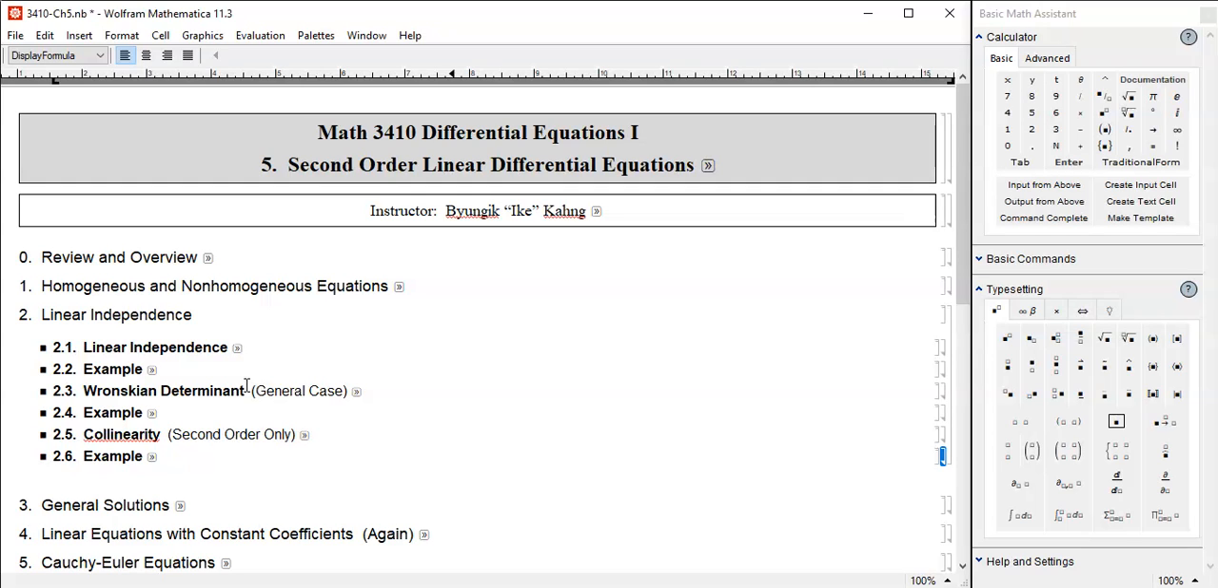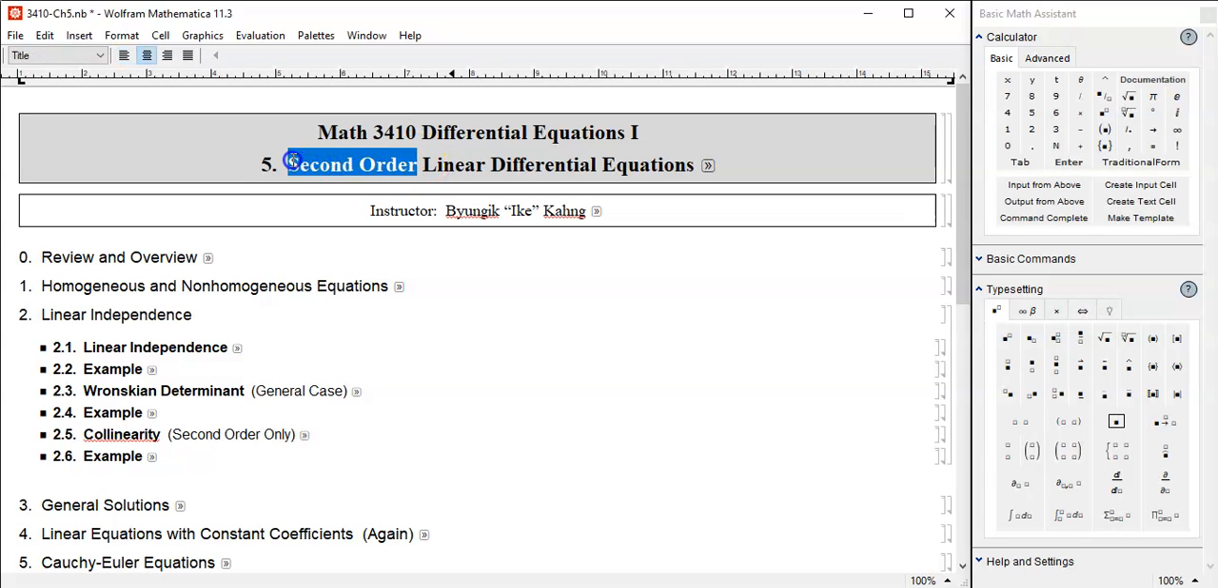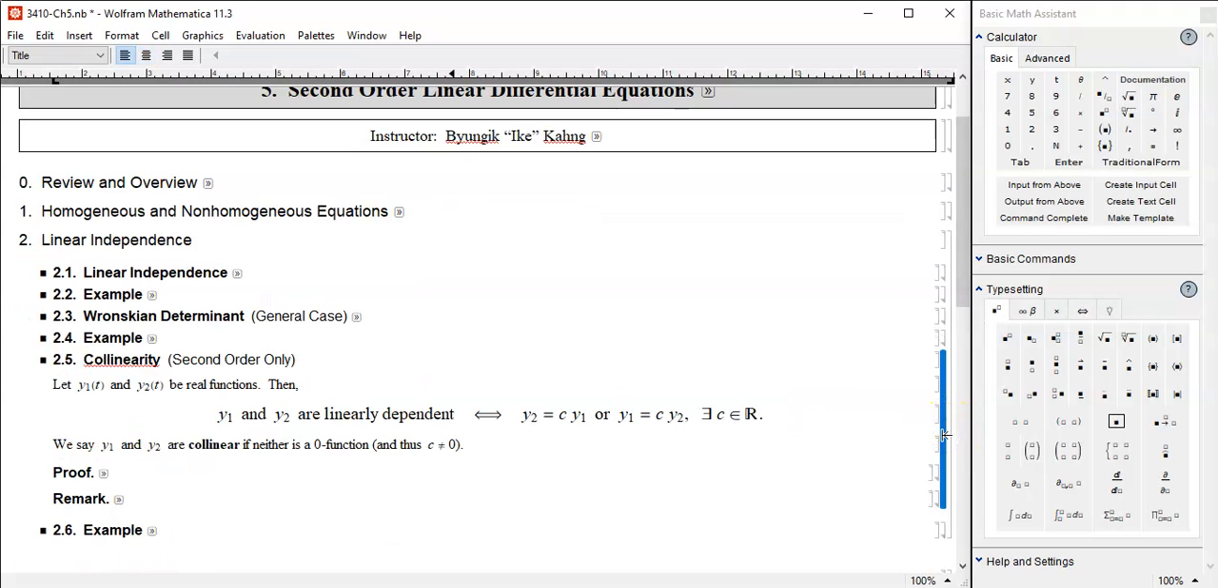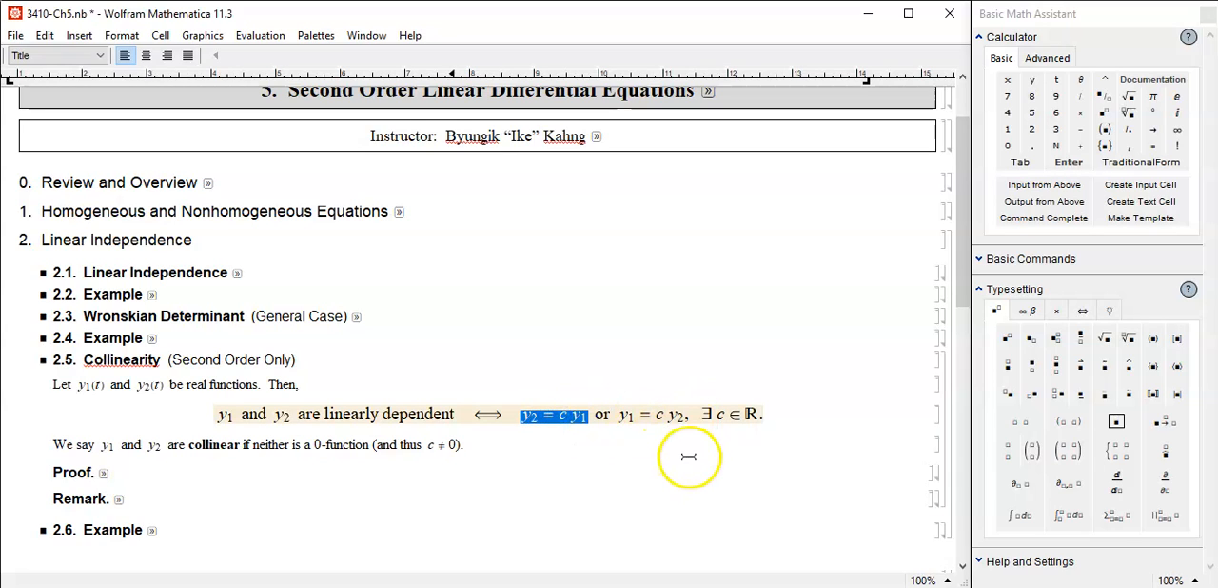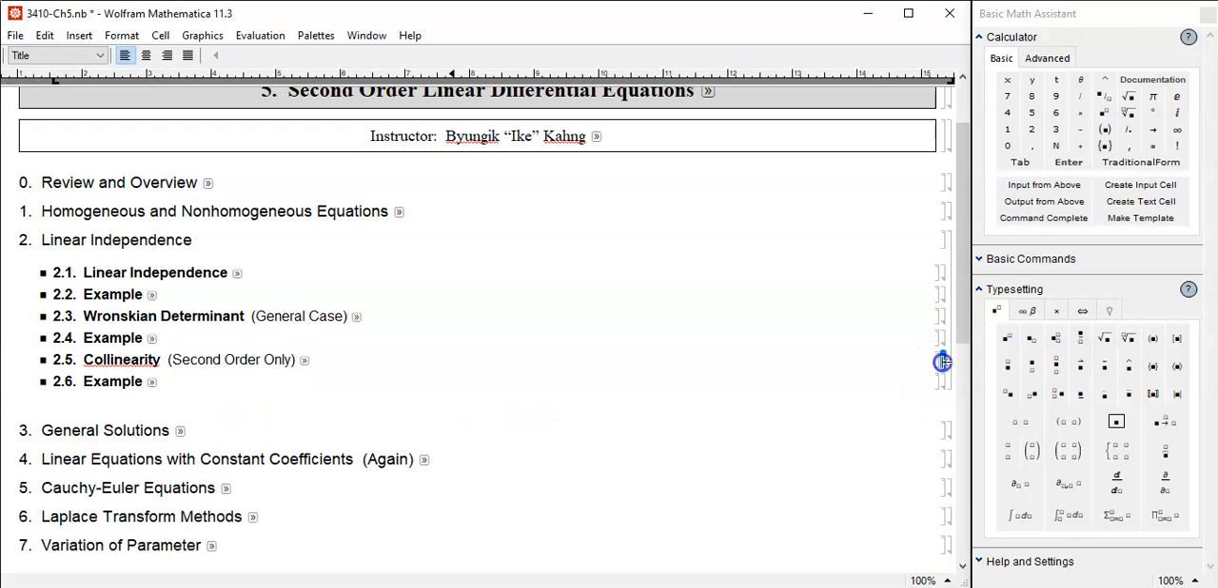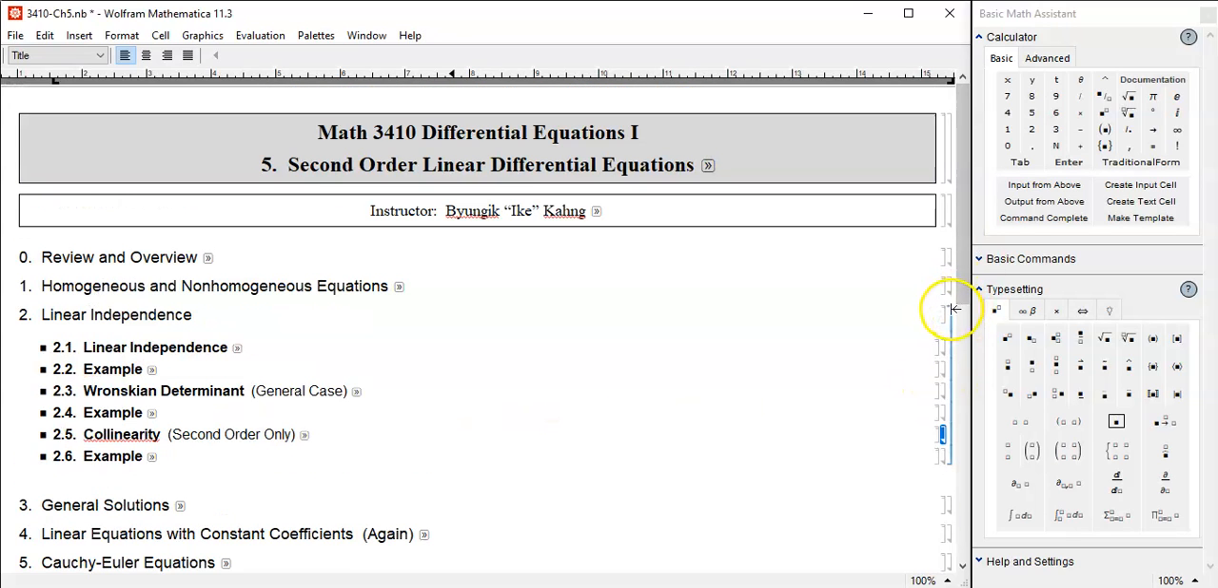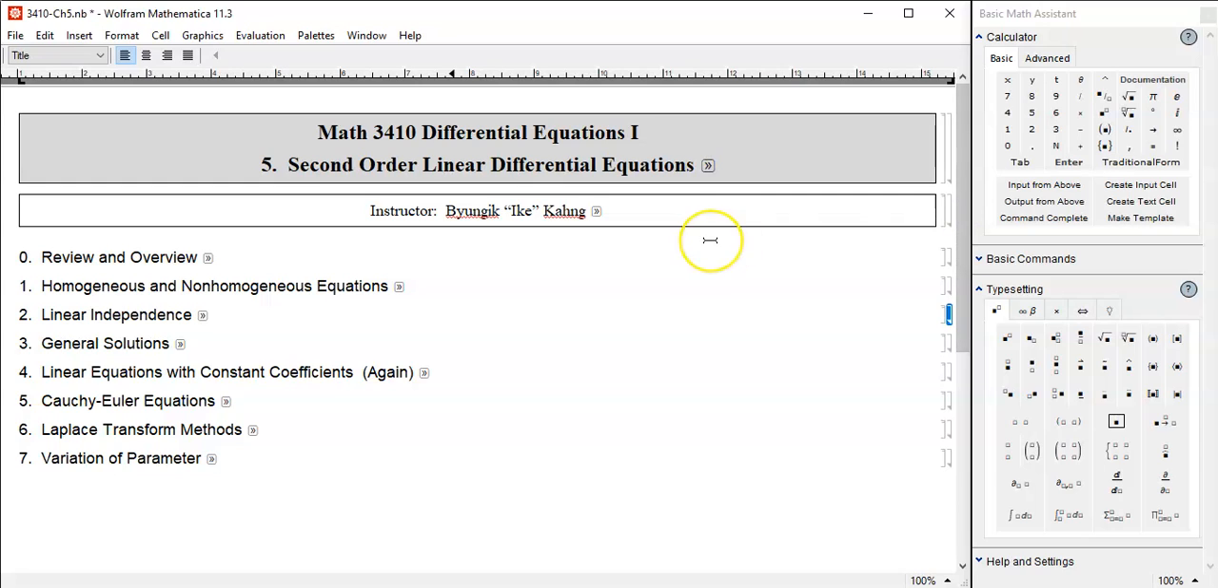But for our purpose, and particularly we are doing second order linear differential equation, and I'm not going to emphasize it. If you check linear independence or dependence, check for collinearity. See if one function is constant times the other. Yes or no? We have dependence, yes. Independence, no.